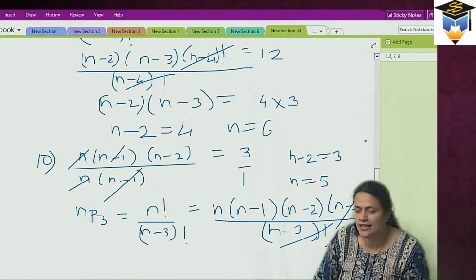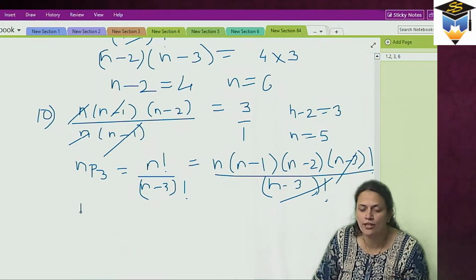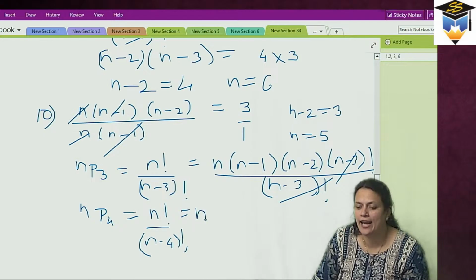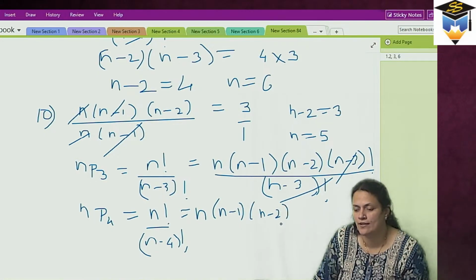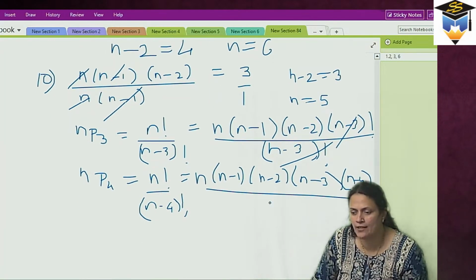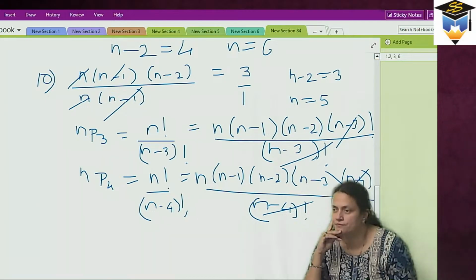Next, in the denominator what was there, np4. np4 can be written as n into n minus 1, n minus 2, n minus 3, n minus 4 factorial upon n minus 4 factorial. So this and this will get cut. Correct?